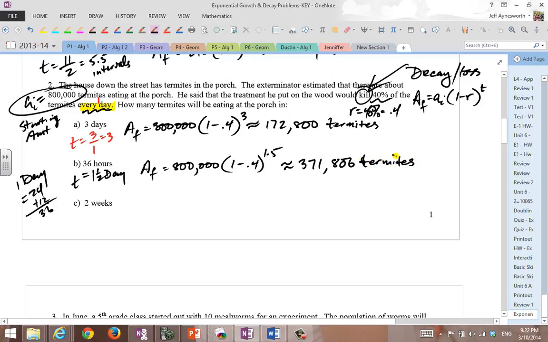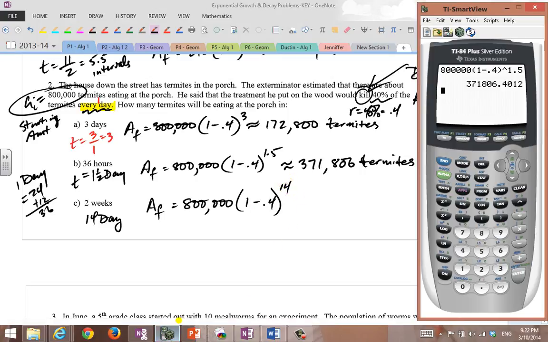Okay. Now after 2 weeks, let me see. 1 week equals 7 days, so this is 14 days. Oh boy, watch what happens here. So now, what's my future amount? Well, 800,000, always the starting amount, times 1 minus the decay or loss rate to the 14th power. Here we go. Problems like this look intimidating, but with the power of the calculators, it's no big deal, guys. We could take it to any power we want.